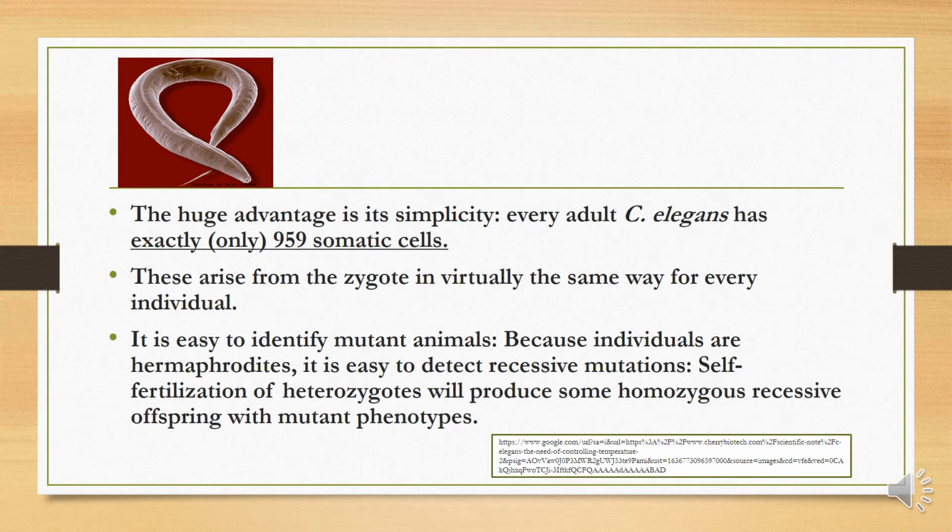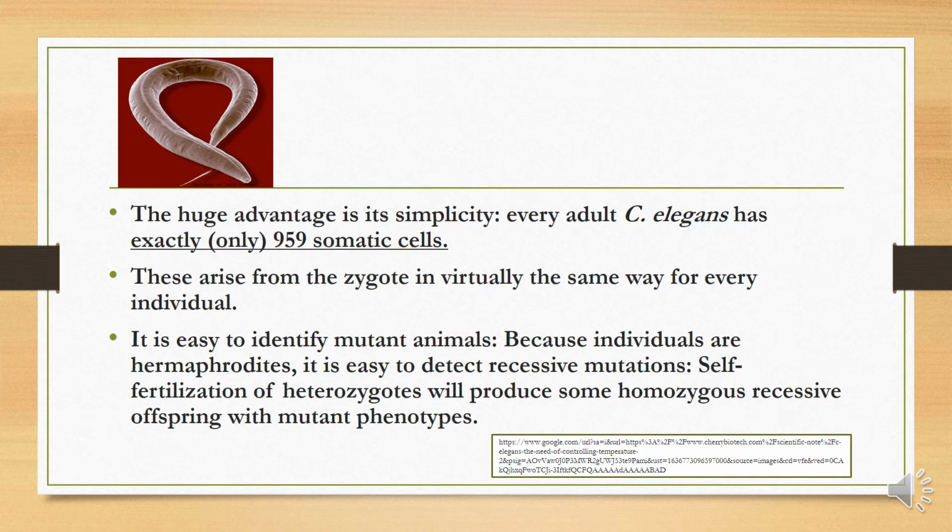The huge advantage is its simplicity because every adult C. elegans has exactly only 959 somatic cells. So this is a very crucial thing, that every adult organism contains 959 somatic cells, so that deviation from this number of cells can be easily detected with observation. These arise from zygote to adult in virtually the same way for every individual.